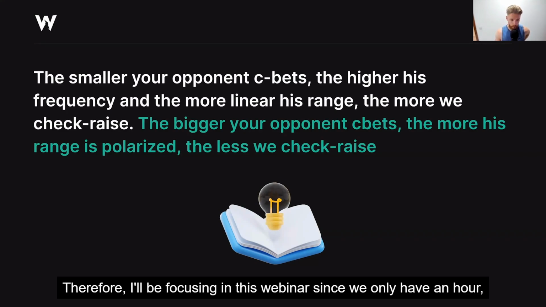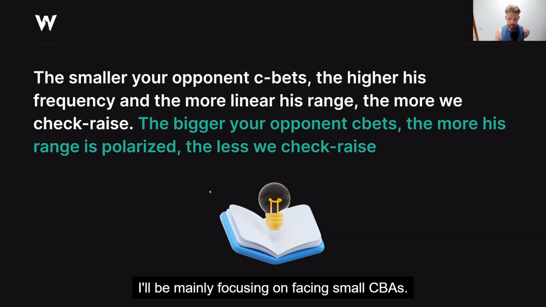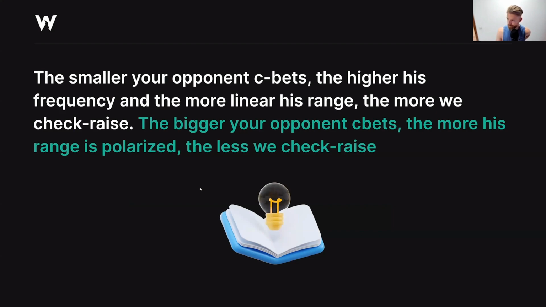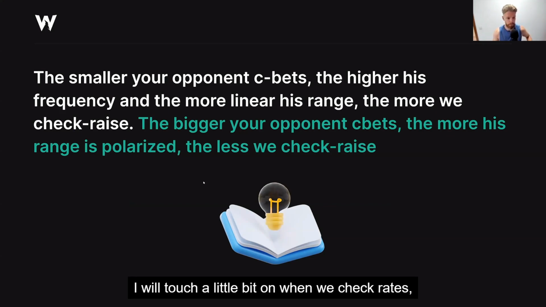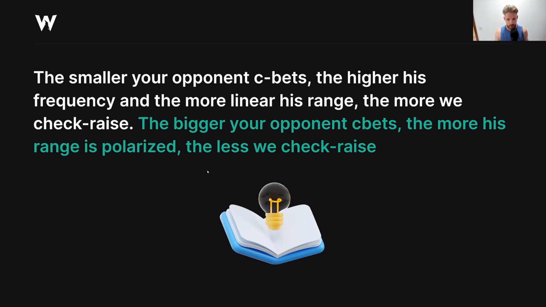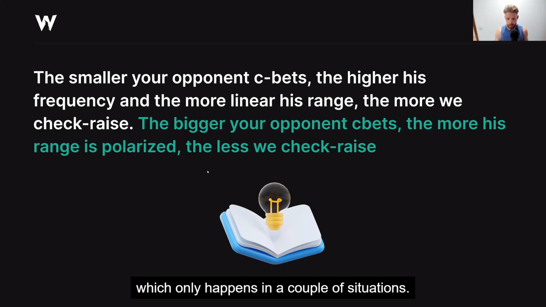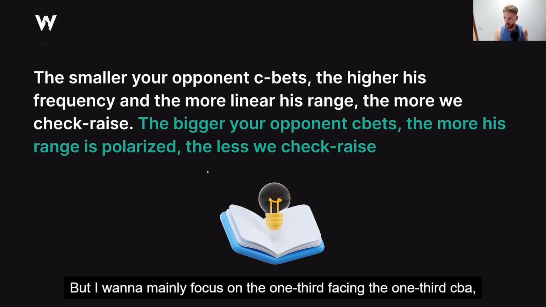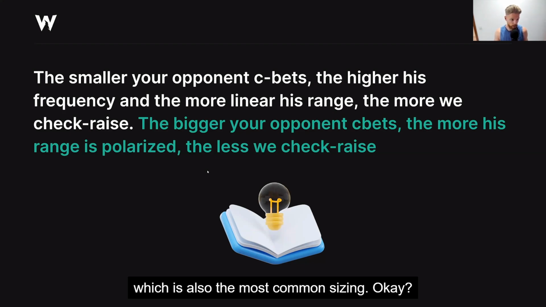Therefore, since we only have an hour, I will be mainly focusing in this webinar on facing small c-bets. I will touch a little bit on when we check raise when the c-bet is half pot or maybe even 3/4, which only happens in a couple of situations, but I want to mainly focus on facing the 1/3 c-bet, which is also the most common sizing, okay?